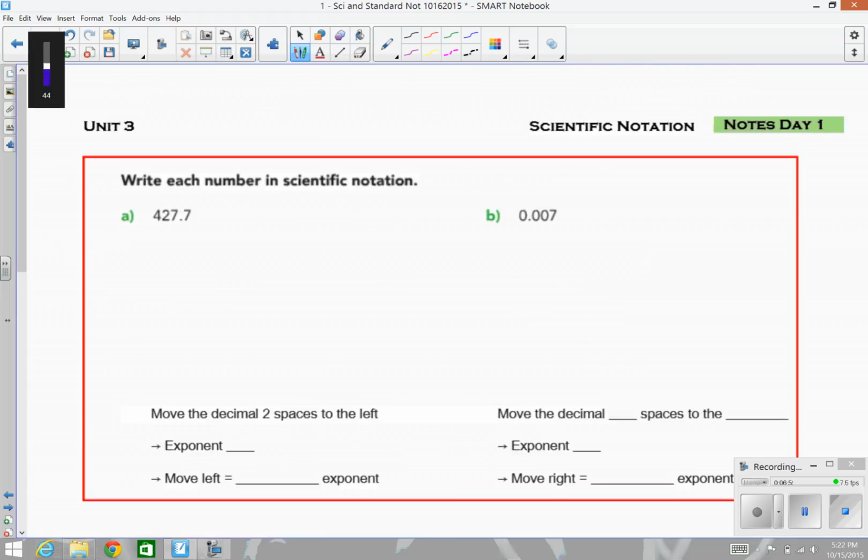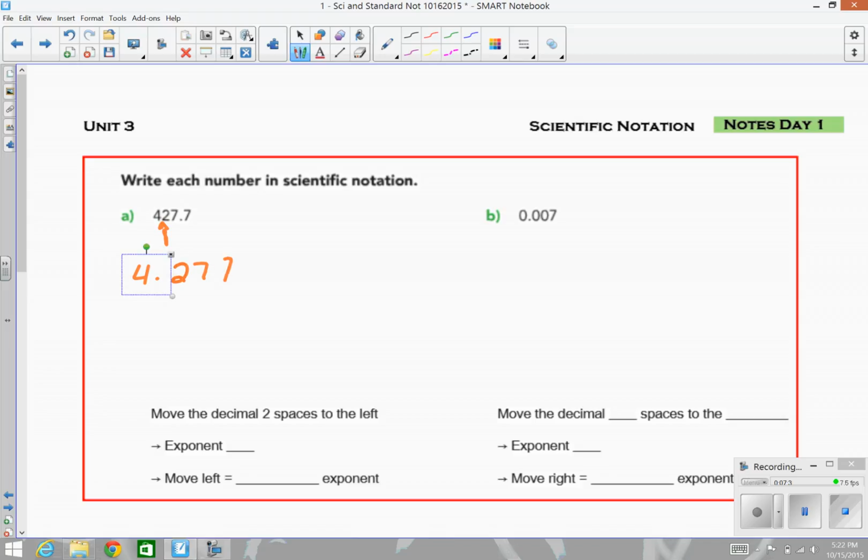Writing numbers in scientific notation. Okay, so you'll notice if we look at A, 427.7 is a number that's way bigger than 10. We're not allowed to have that. So what we want to do is move the decimal to a place where we have a number that is greater than or equal to 1 and less than 10. In this case, I want my decimal to go right here. So I want to change this to 4.277.